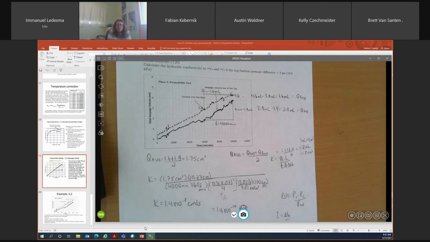So do make sure you review the lab handout for flexible wall permeameter testing. Make sure you look at the interpretation of the lab data and how I did the interpretation of the lab data. I've given you the answer key to how you would do the interpretation, and I've shown you on the Excel graphs. So make sure you take a look at that. That will help with the lab quiz.